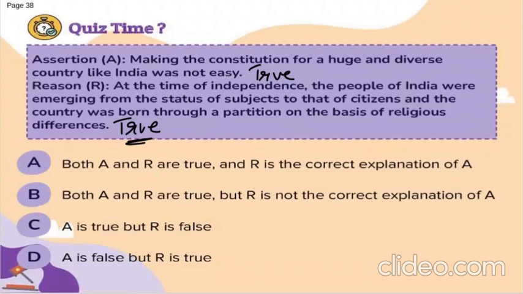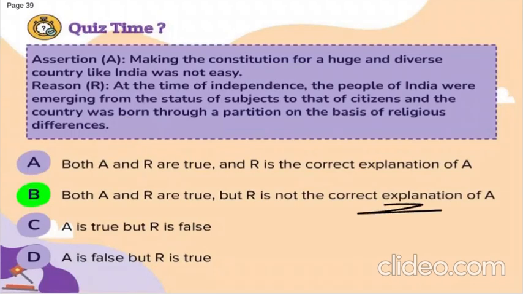Now both the statements are true, but we have to identify whether the reason is a correct explanation or not. India was a huge country, so making the constitution was not an easy thing. Correct, but the reason is not related to it. So the answer will be that it's not a correct explanation, but both the statements are true.